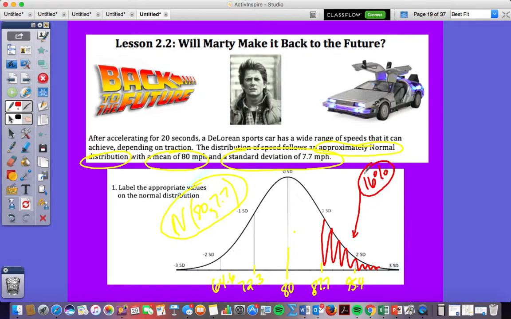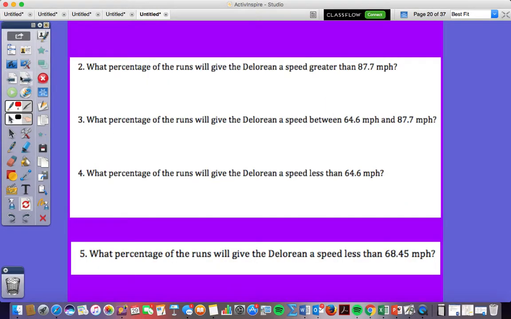Does anyone have questions why that is? We kind of already did that, didn't we? Right? We've already set that up and we've already done that. So we would say that this was 16%. Let's see what the question asks. What percentage of the run will give the DeLorean a speed greater than that? 16% would be the goal there. But if I ask for a percentile, different, right? What would you tell me about the percentile? Different question. 84%, right? So we would say that's in the 84th percentile, okay?